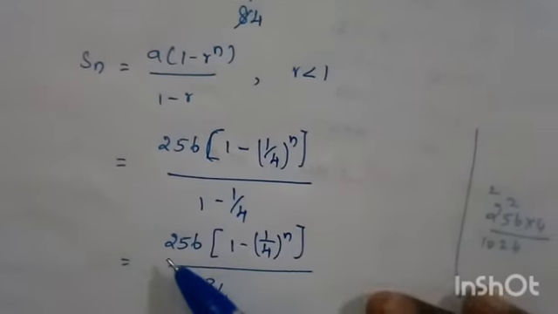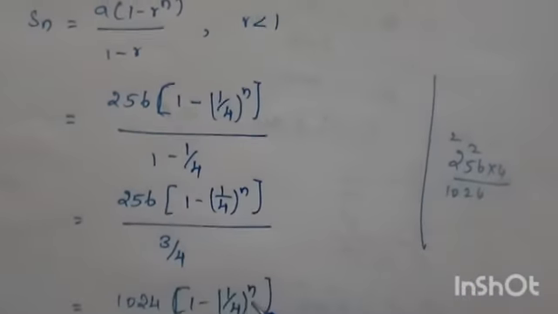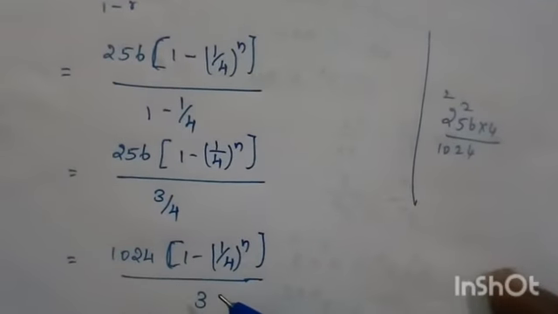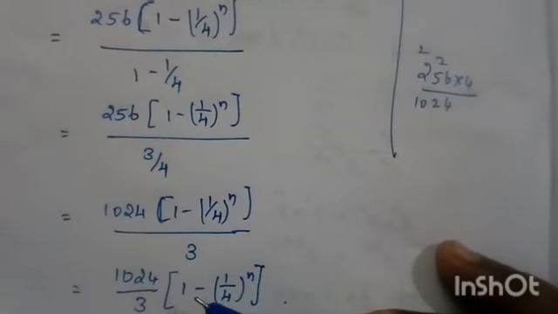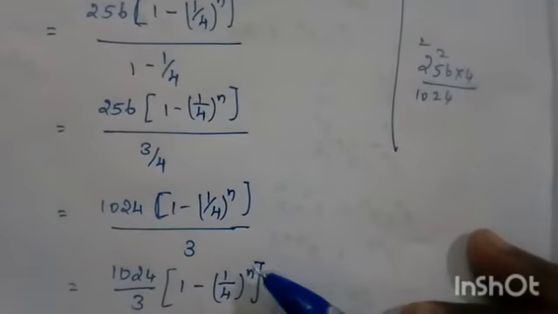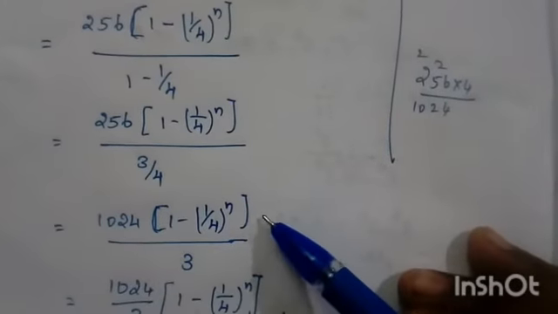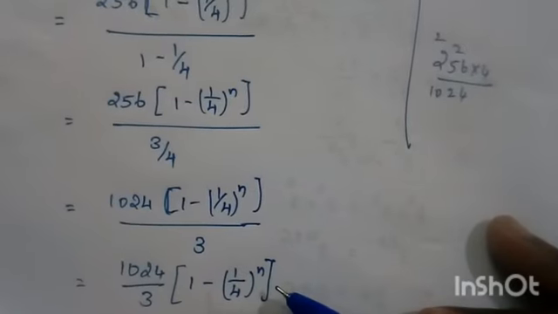Now this 4 moves to the numerator, so you multiply to get 1024. So 1024 into (1 minus (1 by 4) whole power n) by 3. That is rewritten as 1024 by 3 into (1 minus (1 by 4) whole power n). The numerator and denominator are taken separately, and this step is rewritten in this form. This is the answer.